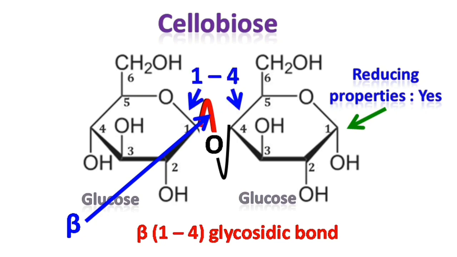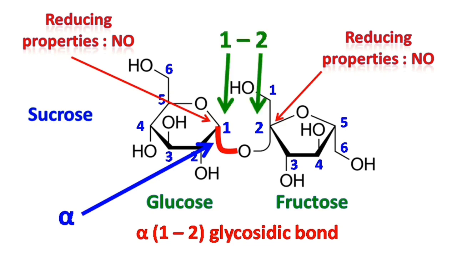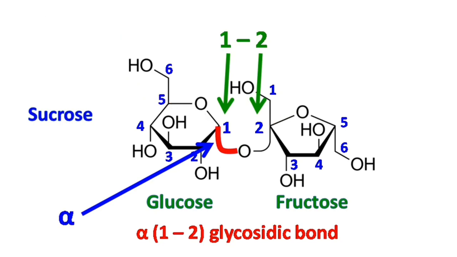Cellobiose is formed by hydrolysis of cellulose. Sucrose is commonly known as sugar. It is made up of glucose and fructose joined together by alpha 1,2 glycosidic bond. It should be noted that in sucrose the glucose has alpha structure while the fructose has a beta structure.